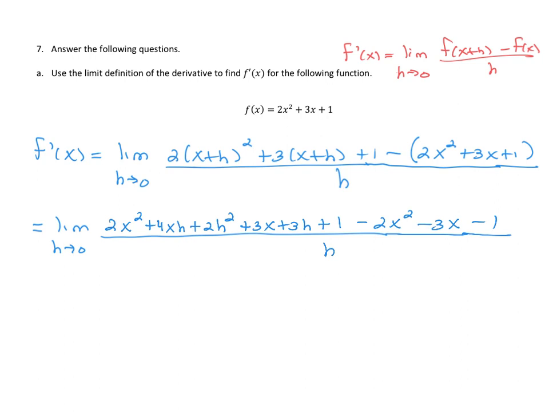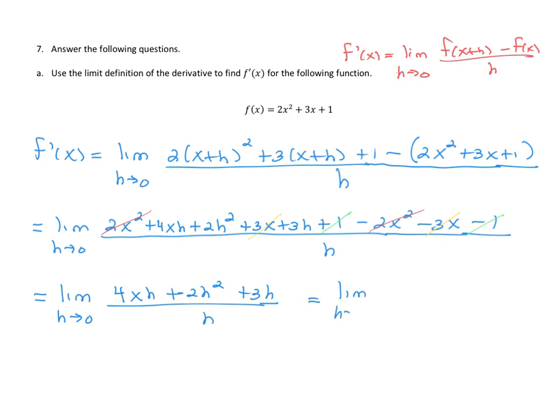It should be that a bunch of stuff cancels. The 2x squareds do. What else? Oh, the 1 and negative 1. And we have a negative 3x and a positive 3x. And the good news here is that the only stuff left over has h's in the numerator, which means we can cancel it with the h in the denominator. This is 4xh plus 2h squared plus 3h all over h. If we factor out h from the numerator, we get h times (4x plus 2h plus 3) over h.